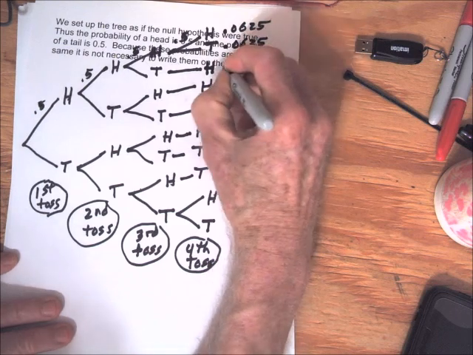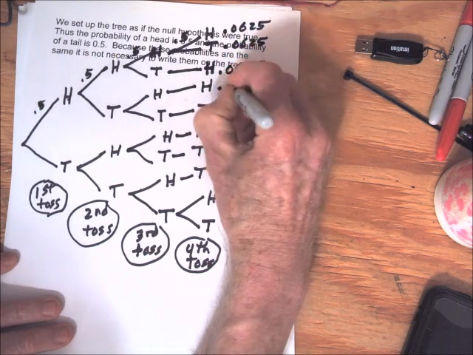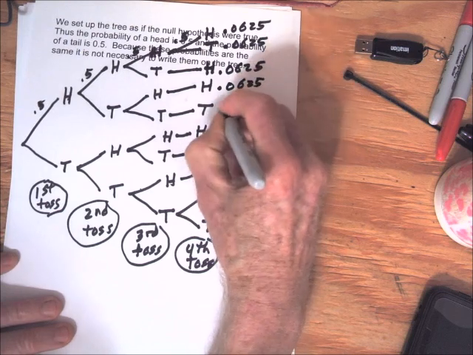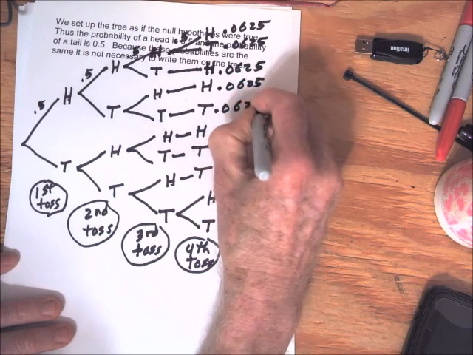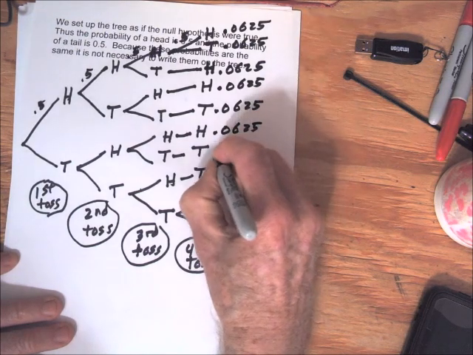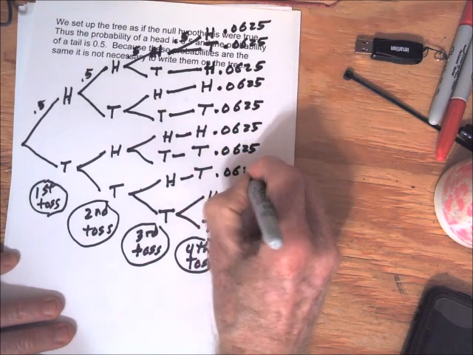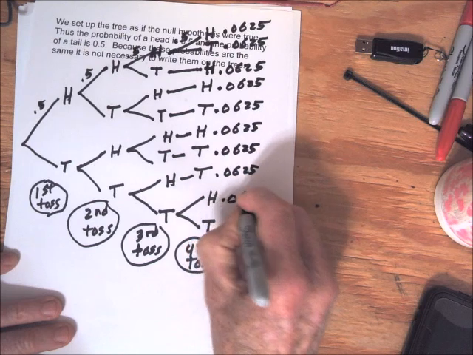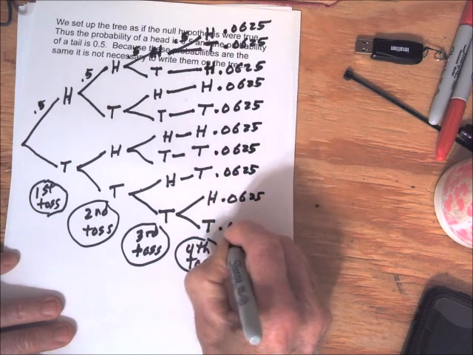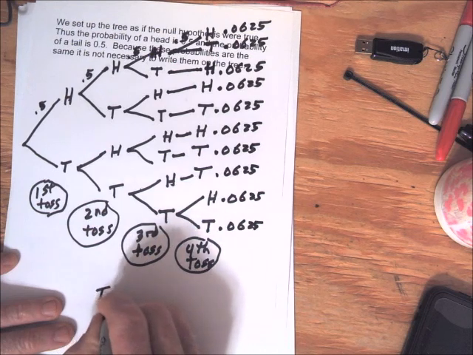0.0625, 0.0625, 0.0625, 0.0625, 0.0625, 0.0625, 0.0625, 0.0625, 0.0625. Okay, so the total is going to be the p-value.